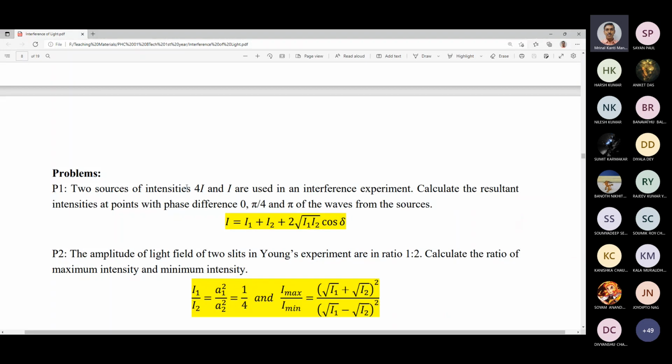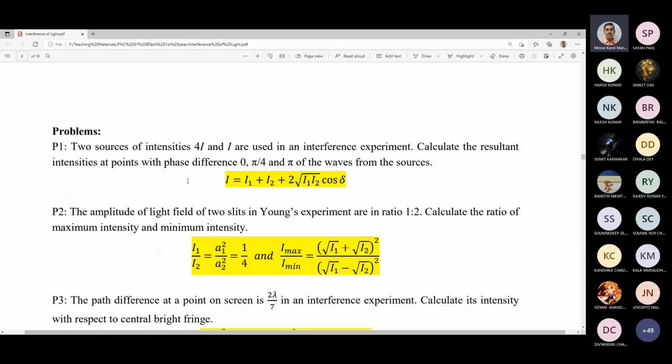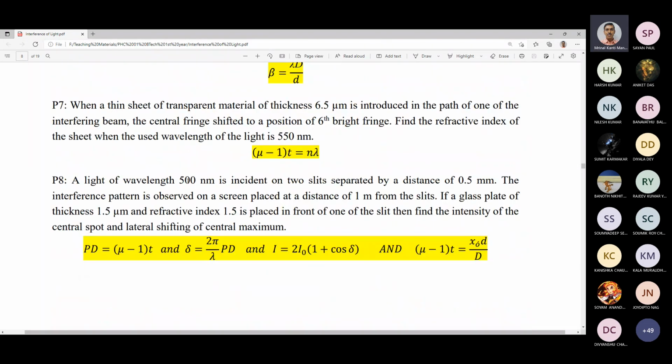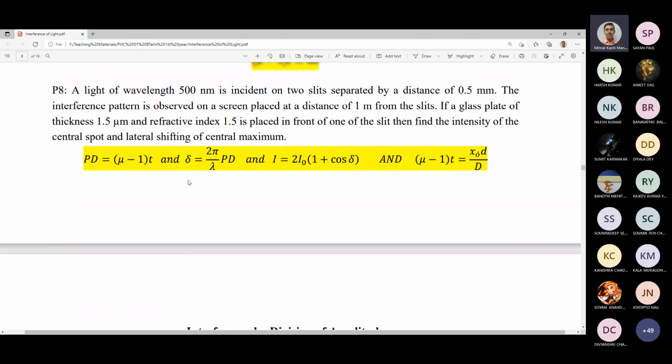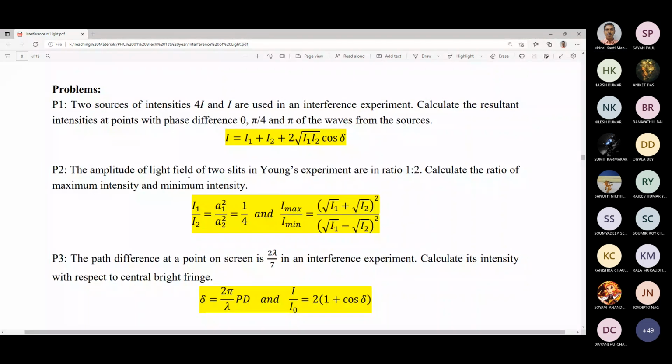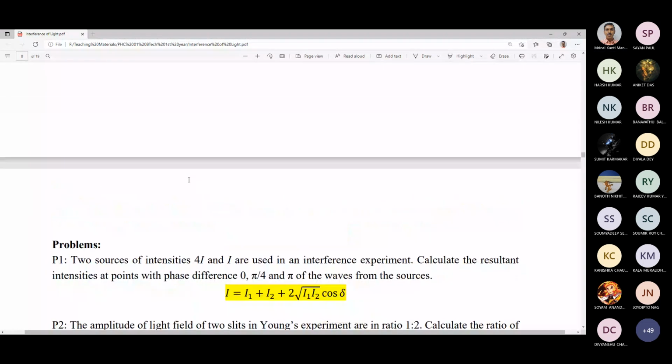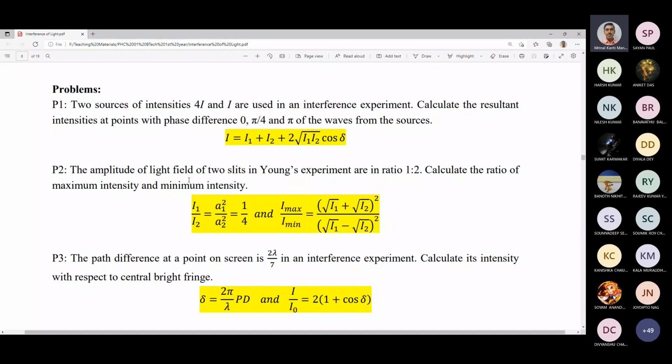That is interference pattern by division of wavefront. Next, we will consider division of amplitude. But before going to that, there are a few problems I have already mentioned here. This is a very simple problem, and how to solve it I have already mentioned.